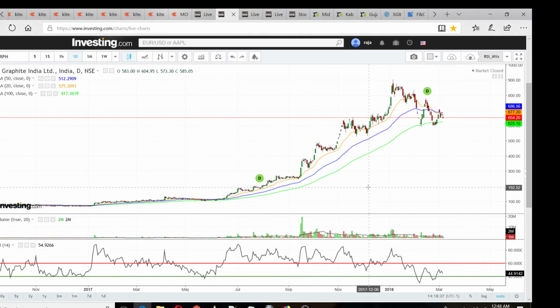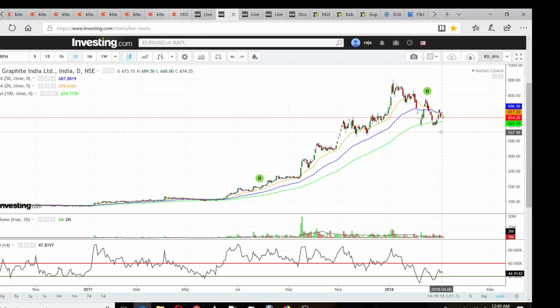Now this Graphite India Limited has been in a bull run for a long time. It was in a bullish trend for a long time, and if you were able to spot it and invest in this script at these levels, around 114 or 120 levels, then it would have given you very good profit. At around 875-900 levels it has gone, but then it is falling as of now.